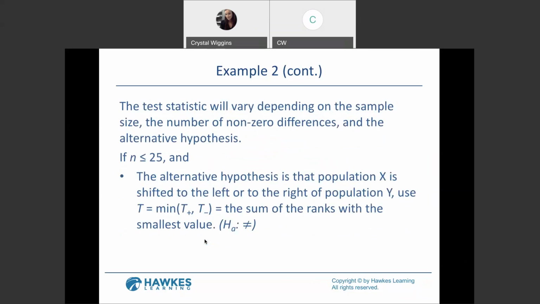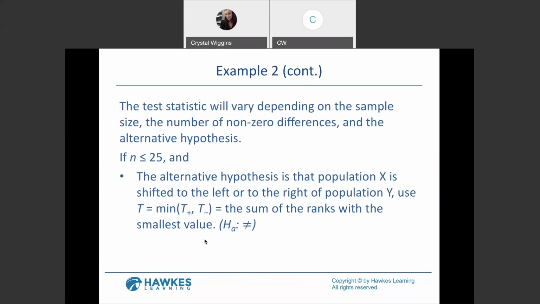If the sample size of non-zero differences is less than or equal to 25, and the alternative hypothesis is that population X is shifted to the left or to the right of population Y, also known as a one-tailed test, use the minimum, which means the less of the two sums. So whichever one is smaller is the one that you want to use.